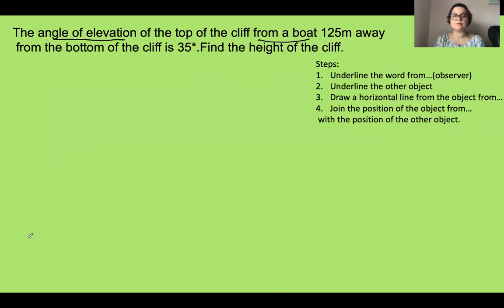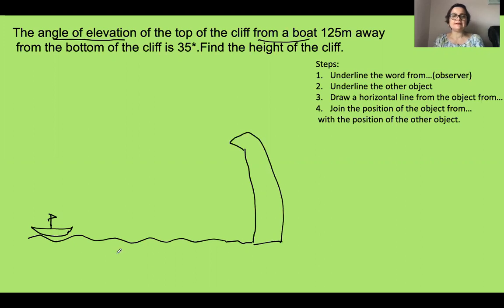So let's draw the boat. The boat is somewhere here. This is where the observer is, and the boat is 125 meters away from the bottom of the cliff. So let's suppose the cliff is somewhere here, there it is. And the distance from the boat to the cliff is all this, 125 meters. That's what the question says, 125 meters.